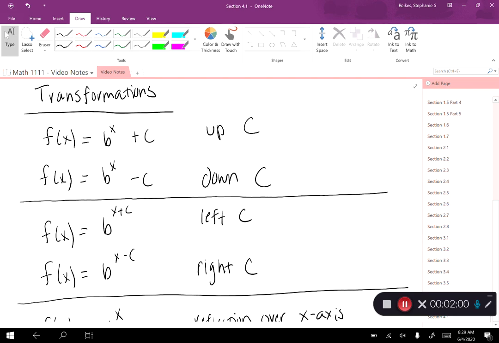And now the left and right is a little bit backwards. If it's plus c, it's actually a shift to the left. And if it's minus c, it's actually a shift to the right.